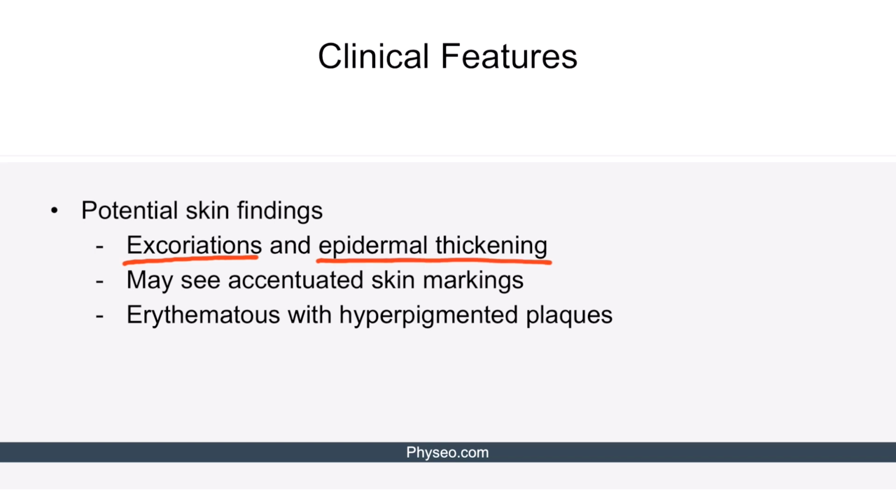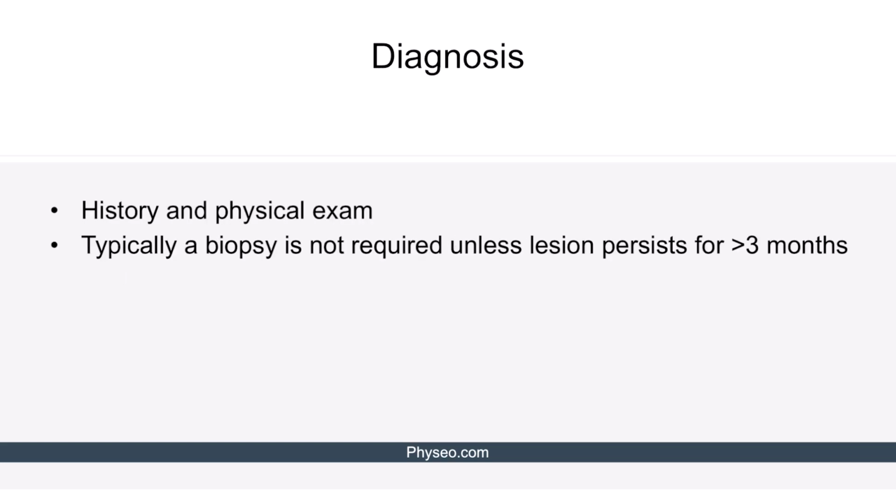The lichenification of the area also leads to accentuation of the skin markings. The area may also be erythematous with hyperpigmented plaques secondary to chronic irritation. The diagnosis is based on the history and physical exam. Biopsy is not required unless a lesion persists for greater than 3 months without treatment. If this occurs, it should be investigated further with biopsy to ensure that the lesion is not a potential cancer.